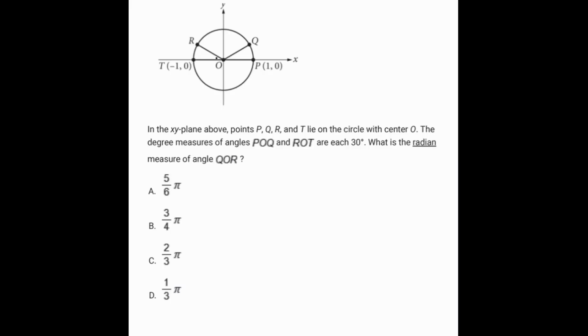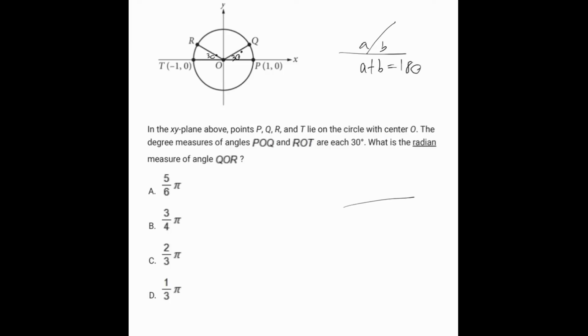In this question, we're told that angle POQ and ROT are both 30. So this angle right here is 30, and this one here is also 30. Now, what we're dealing with is sort of like a linear pair. If you have two angles in this arrangement, then most people know that those two angles add to 180.